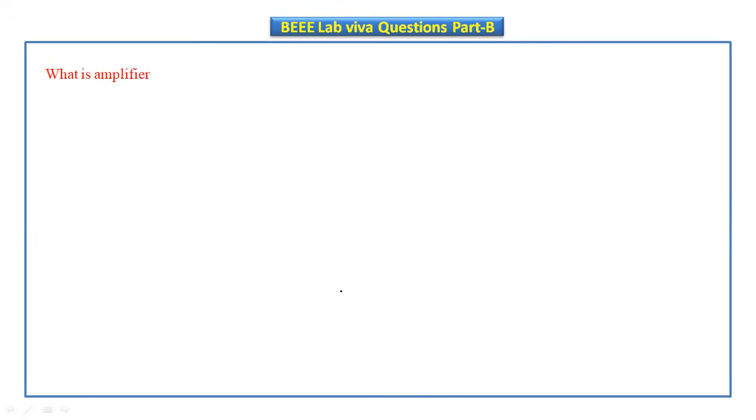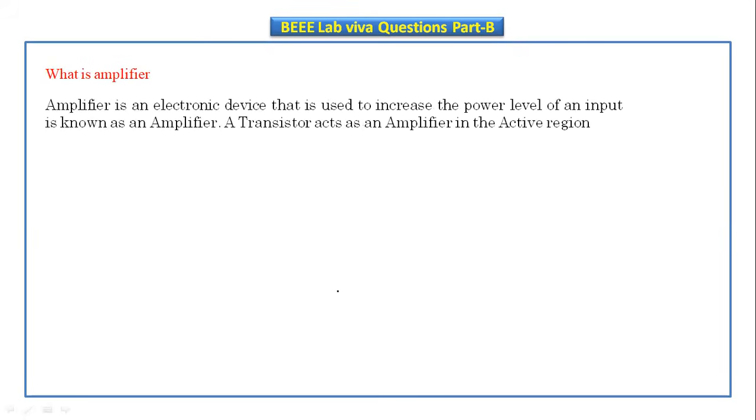Next one is, what is amplifier? The amplifier is an electronic device that is used to increase the power level of the input signal. The transistor acts as an amplifier in the active region. Simply increasing the signal strength is called as an amplifier.